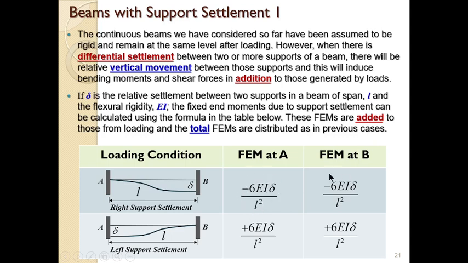At the left support and at the right support, they will be the same. Now, if it is the left support that is settling, that is in this case support A settles by amount delta, this will be the fixed end moment at both ends of the beam due to support settlement. You can notice that if the right hand settles, it is negative. If the left hand settles, it is positive. Take note of that. You will need them as we proceed.